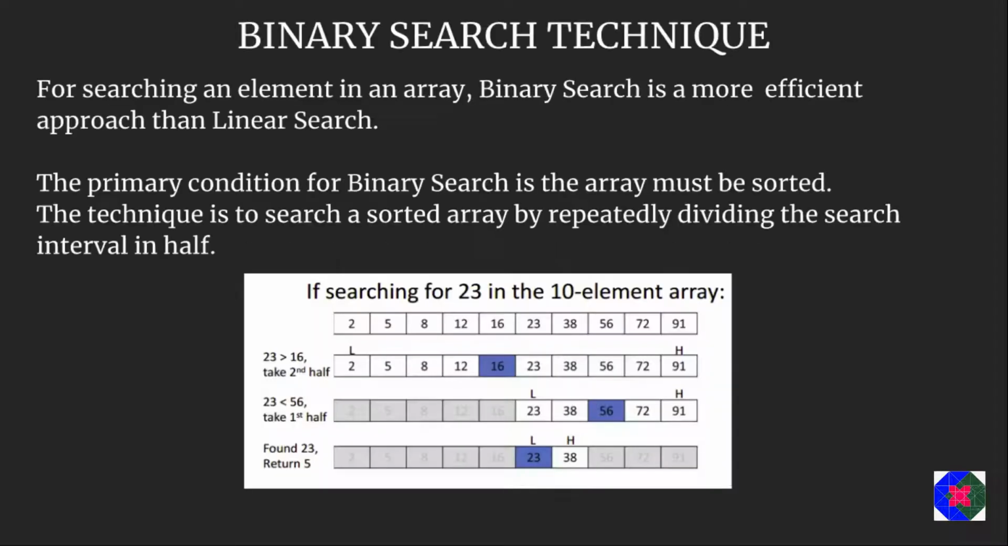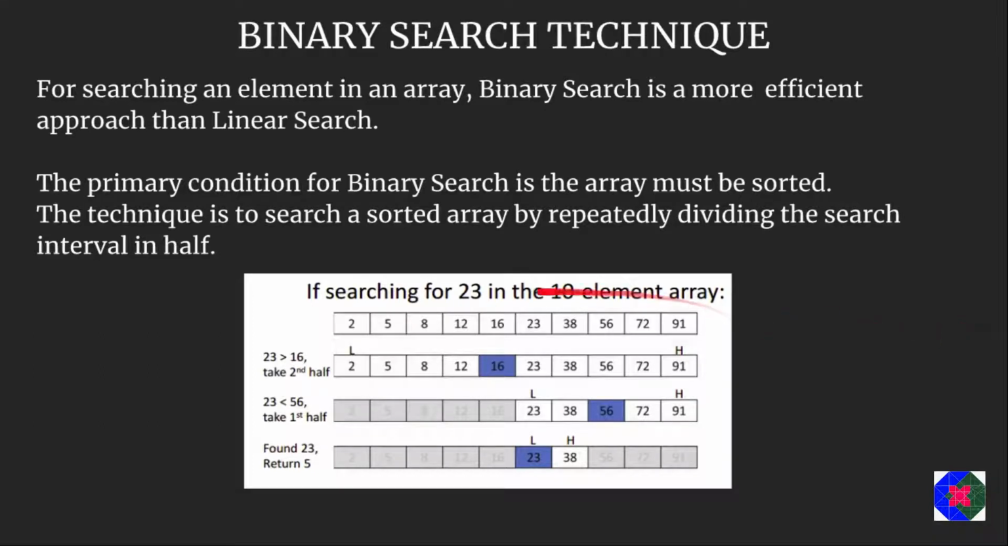So we have already seen the linear search, a technique to search an element in an array. Binary search is a more optimized way to do the search operation. So for searching an element in an array, it is more efficient. The primary condition for binary search is that the array in which an element is to be searched must be sorted in order. The technique is to search a sorted array by repeatedly dividing the search interval in half.